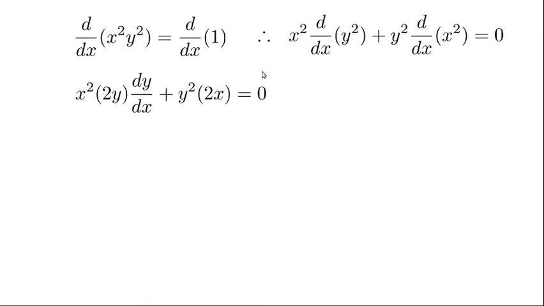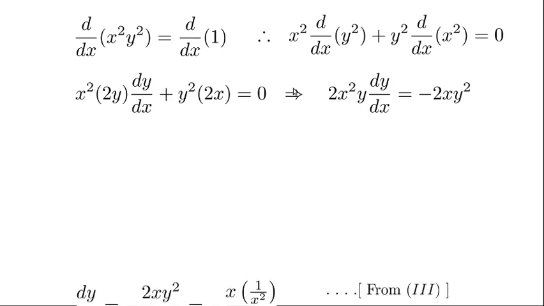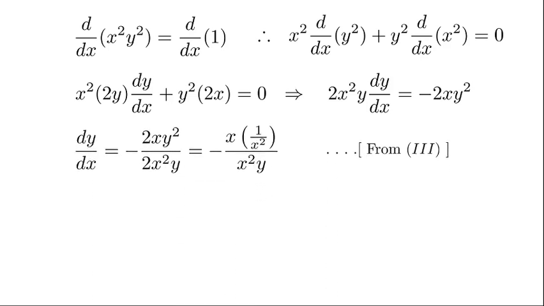So derivative of y square is 2y dy by dx and derivative of x square is 2x. And now we are going to shift this to the right hand side. So we get 2x square y dy by dx equal to minus 2xy square. So dy by dx equal to minus 2xy square upon 2x square y. This part is cross multiplied. And in place of y square we substitute 1 by x square with reference to equation 3. From 3. And here 1x cancels and one remaining x comes to the denominator.